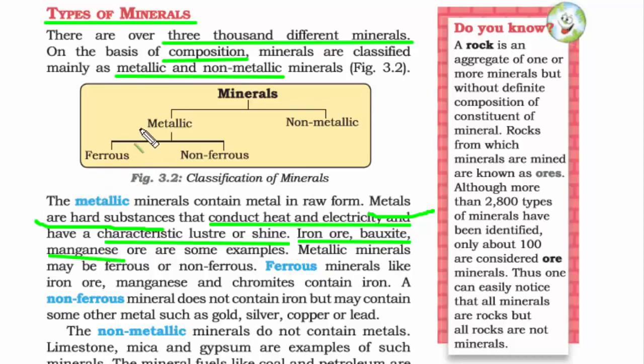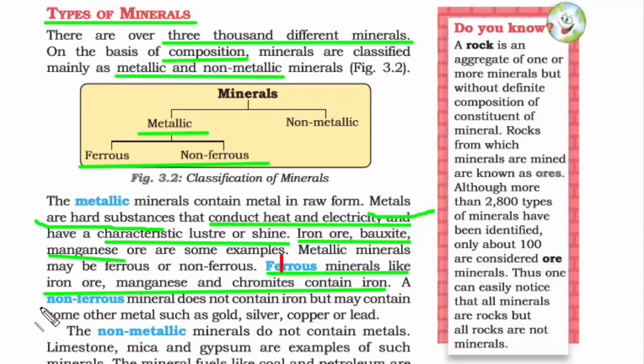Furthermore, metals are divided into two categories, ferrous and non-ferrous. Ferrous minerals are iron ore, manganese and chromites that contain iron. Look at the initial two letters of the word ferrous: Fe. If you look at the periodic table, Fe stands for iron. So all the ferrous minerals are nothing but ores of iron.